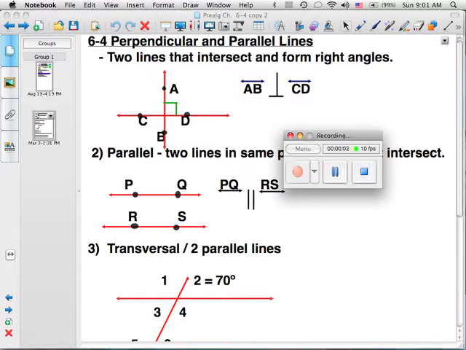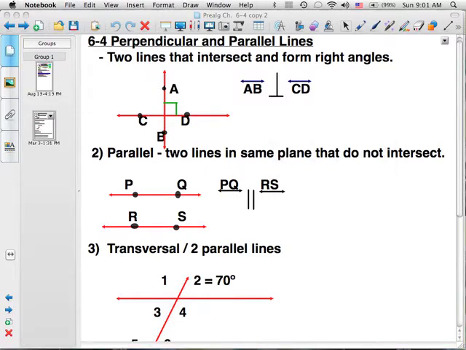Welcome to my pre-algebra class. We're on Chapter 6, Section 4. We're working with perpendicular and parallel lines.